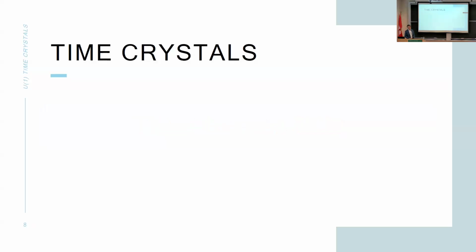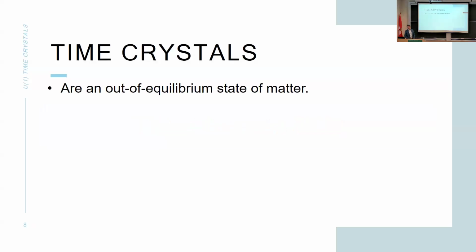So now let's introduce time crystals, which are fairly abstract and kind of weird. So let's go through this a little bit closely. Time crystals are an out of equilibrium state of matter. It's kind of weird to think about. You want matter to be, within some sort of environment, and stable.